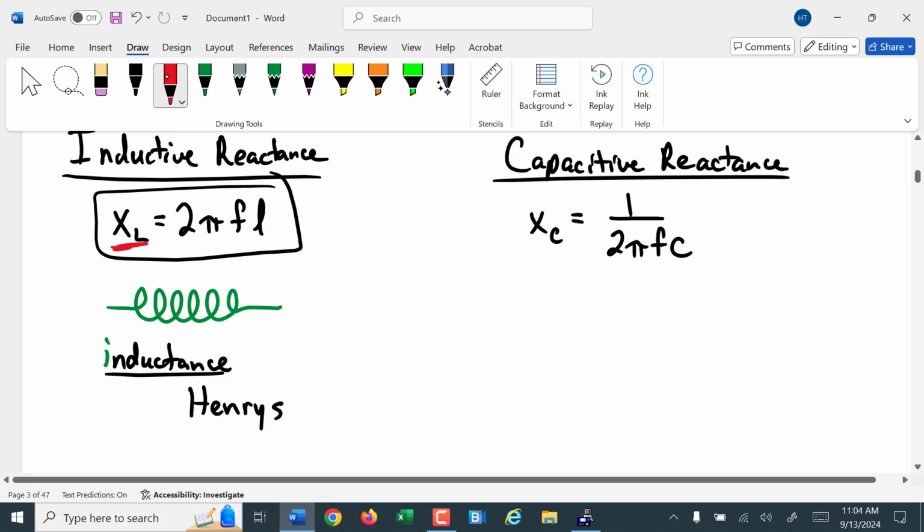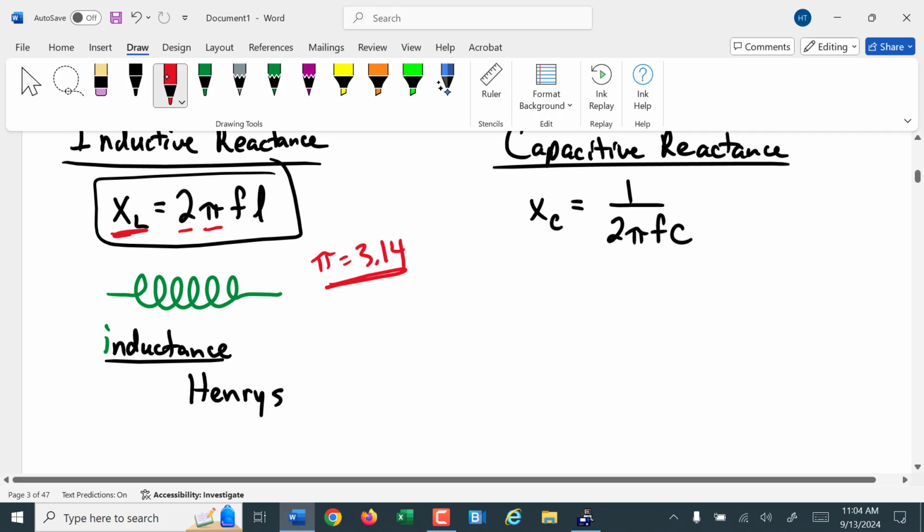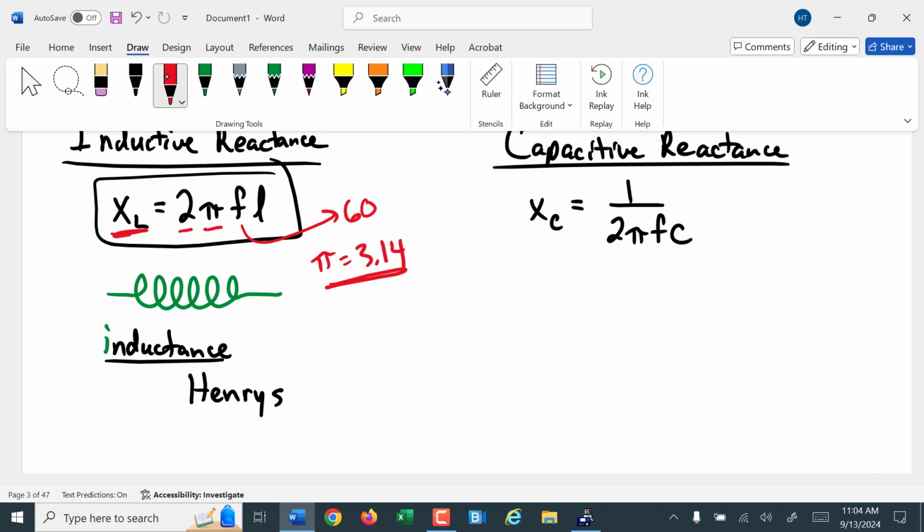XL is the inductive reactance. 2 is just a constant. Pi, you probably know is that constant, 3.1415926, blah, blah, blah. There's a pi key on your calculator, or you can just use 3.14. F is the frequency. Does anybody know standard frequency of a circuit? 60 hertz. 60 hertz American. If you're in Europe, it's 50 hertz.